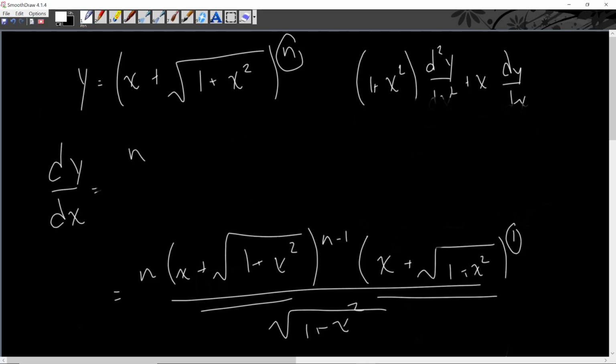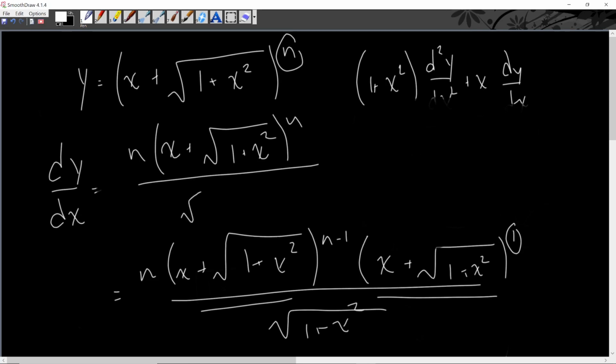So in our numerator, we're going to have n times (x plus root 1 plus x squared) to the power n, all over square root of 1 plus x squared. All right, and now from here, we are going to do a nice little substitution.